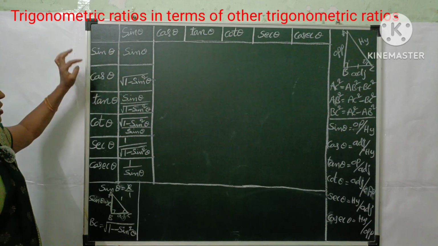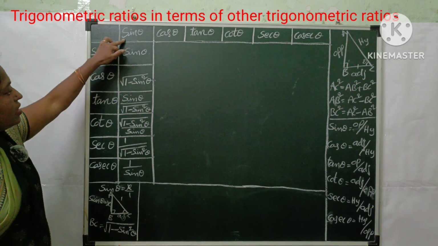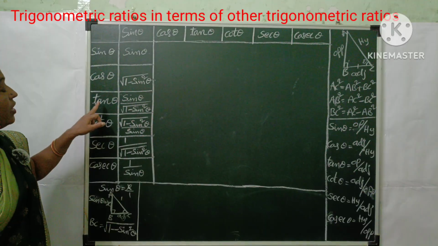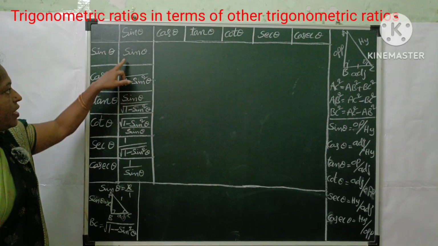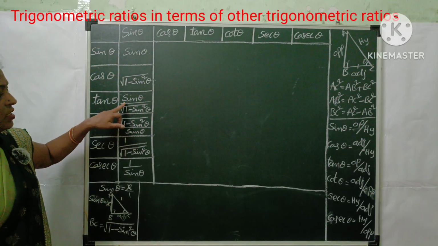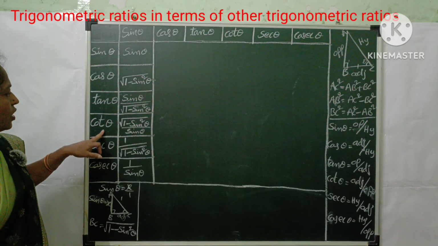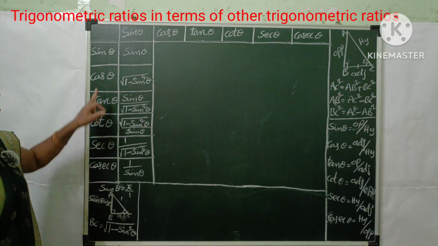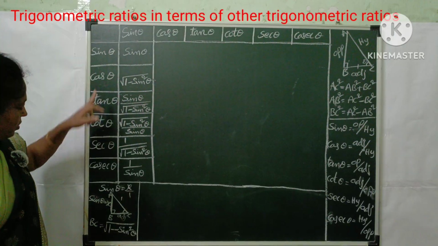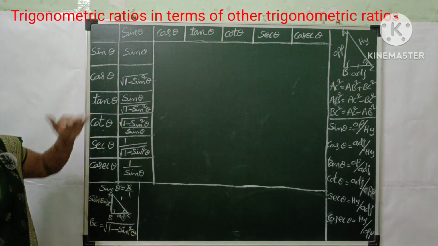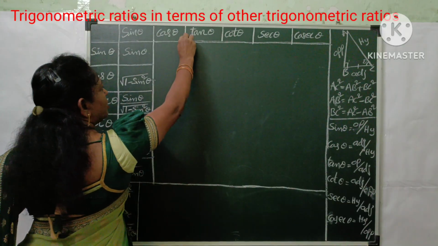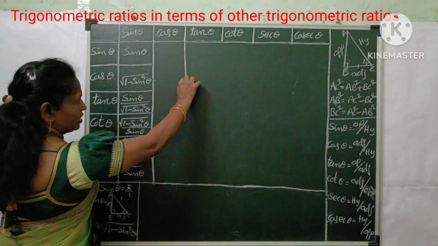These are the ratios in terms of sine. Next, cot theta is the reciprocal of tan, secant theta is the reciprocal of cos, and cosecant theta is the reciprocal of sine. Next, we have to find the ratios in terms of cos theta.